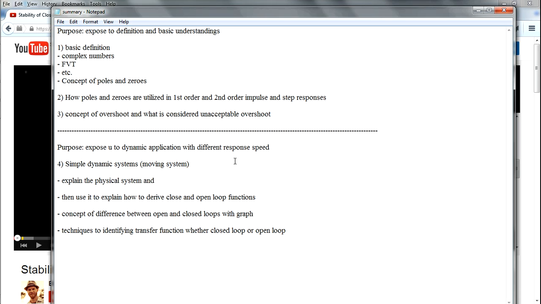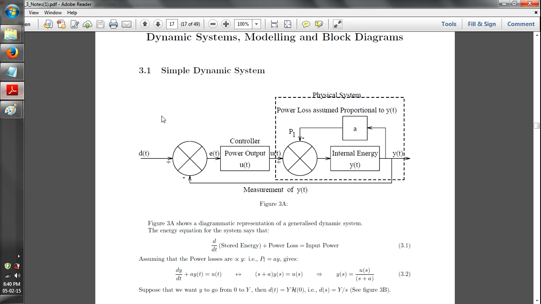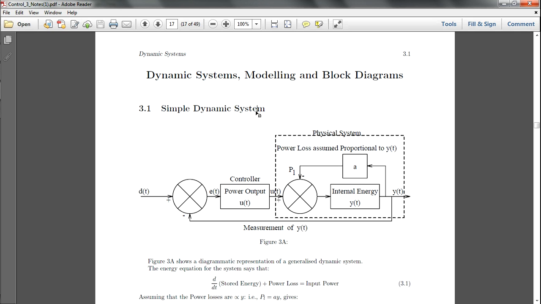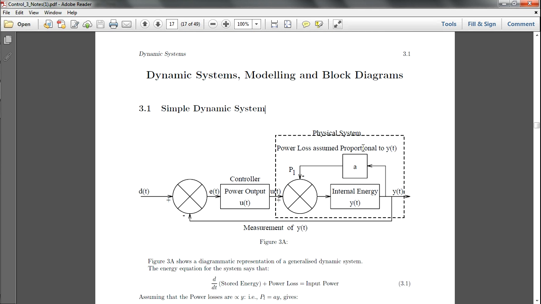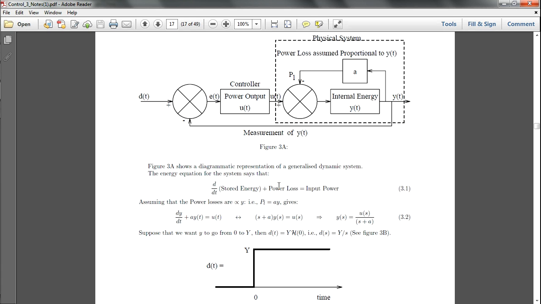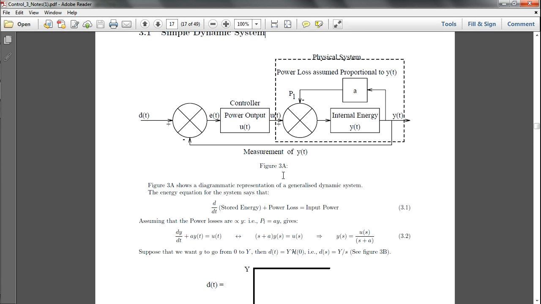The purpose of this video is to introduce you to a simple dynamic system, as shown over here. It's part of a control system that is being analyzed. In our whole course, we will base on this system to do root locus and such. So this is the very basic. If you don't understand this, in the future I don't think you may understand the other stuff quite clearly.